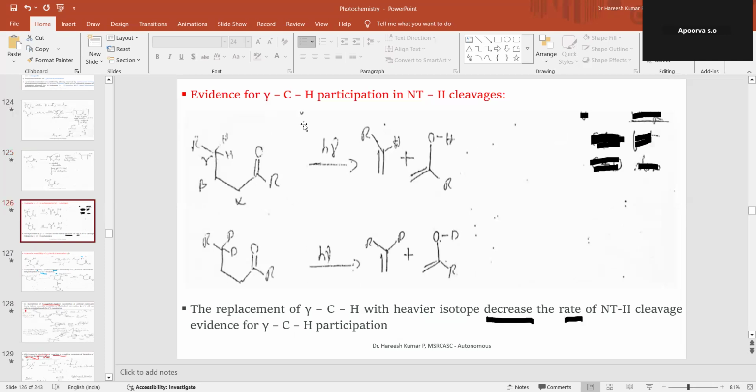So here I'm taking an evidence for the gamma CH participation in the Norrish type II cleavage. So what is that evidence? This is the general reaction. This is the evidence reaction. What it means, if the gamma hydrogens are replaced with deuterium, then this Norrish type II reaction is carried out. Ene and enol are the product. What is the difference between the deuterated and non-deuterated one? The deuterated one, the rate of reaction is slow compared to the non-deuterated one. This indicates that gamma CH are participating in the reaction. So you can say that the replacement of the gamma CH with a heavier isotope decreases the rate of Norrish type II cleavages, and this will be the evidence for the gamma CH participation.